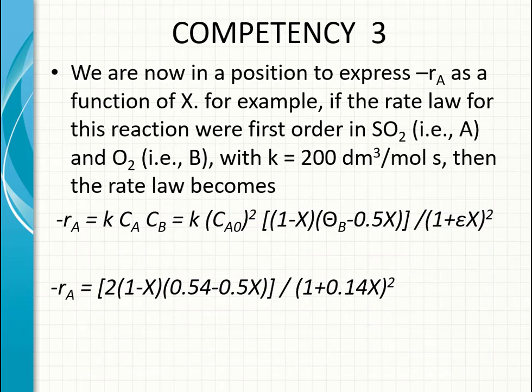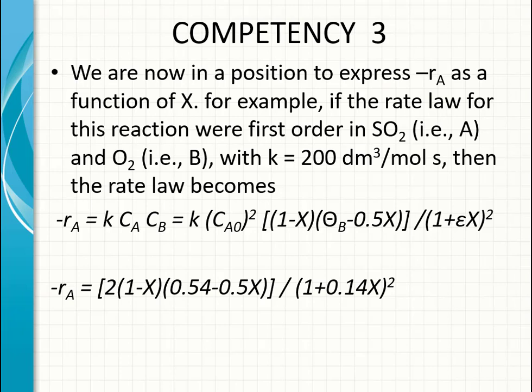So we are now in a position to express the rate rA as a function of X. For example, if the rate law for this reaction were first order in SO2 and also in oxygen, with k equal to 200 liters per mole second, then the rate law will be minus rA equal to k, the rate constant, times the concentration of A to the first power because it's first order, and the concentration of B to the first power because it's first order in B. So that will be equal to k CA0 squared times 1 minus X times theta B minus 0.5X, all divided by 1 plus epsilon X squared.